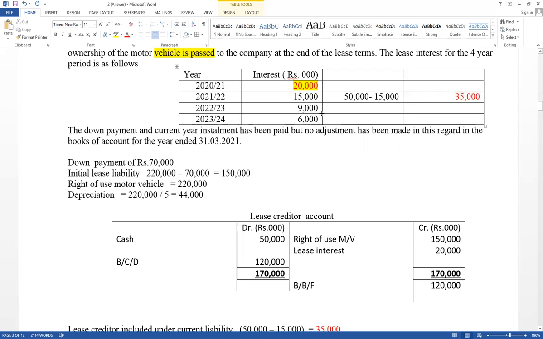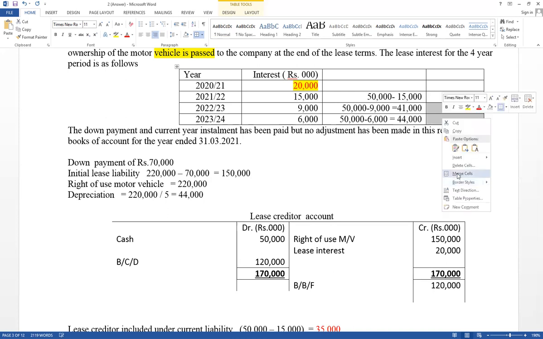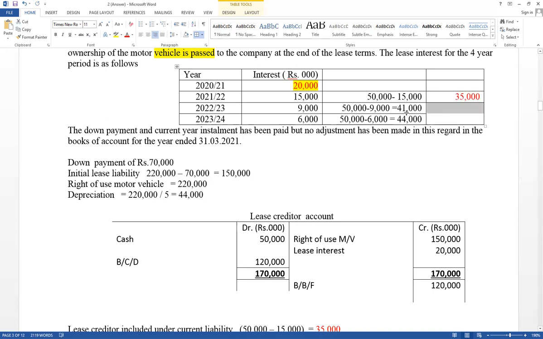And think about the balance part also. Each year, the installment of 50,000 minus interest of 9,000. Therefore, the value equals 50,000 minus 9,000, which is 41,000. And here 50,000 minus interest of 6,000, therefore the answer is 44,000. This one plus this one is the value that should be included under non-current liability. Therefore, the total amount equals 85,000. That is the value that should be included under non-current liability as a lease creditor.